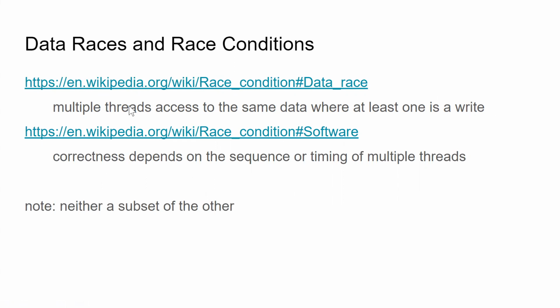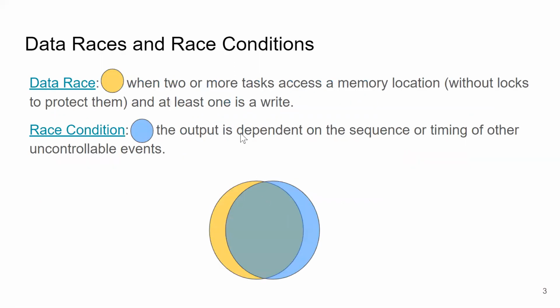A race condition is very related to this. And that is the correctness of your program based on the sequence or timing of multiple threads. Again, tasks, processes, whatever you want to call them. This one, the data race, is just sort of a technical situation of what is happening. And the race condition is like, oh, my program is broken, crashing, whatever. It's important to note that neither is a subset of the other. And let's talk about that really quickly.